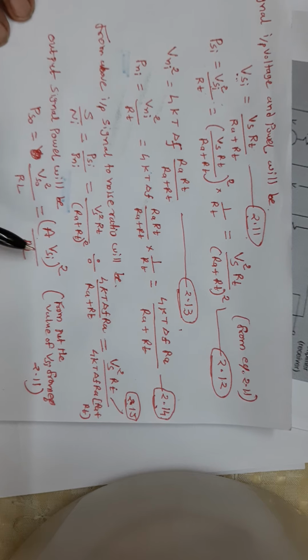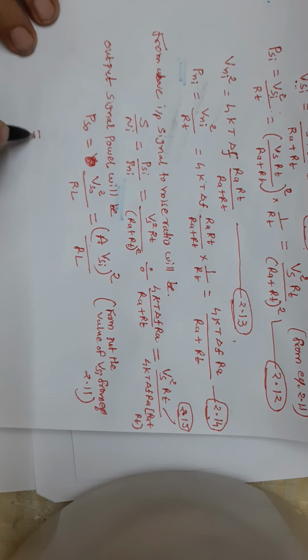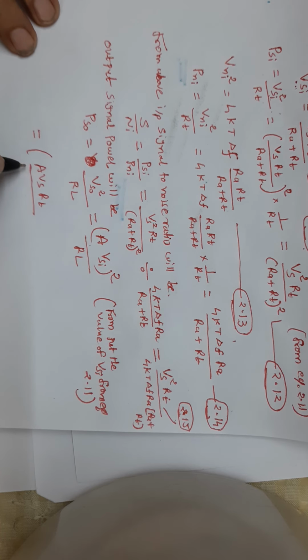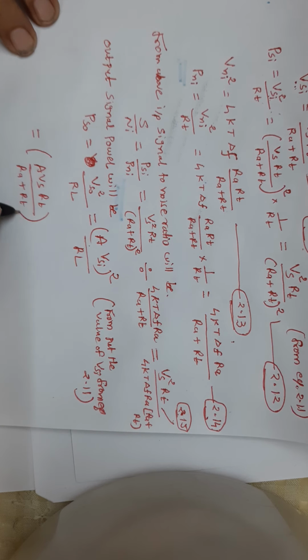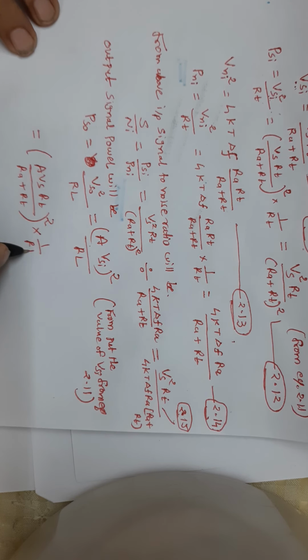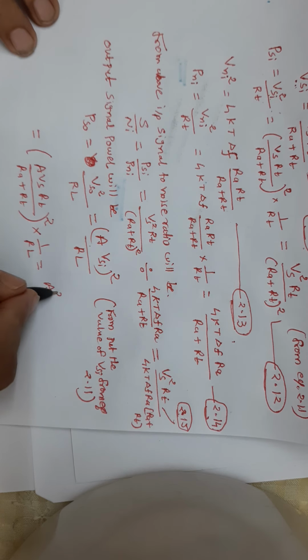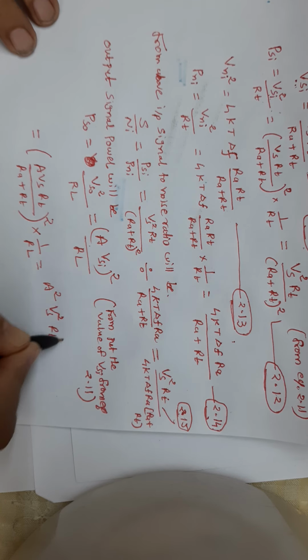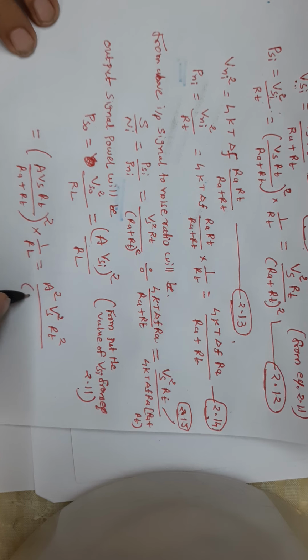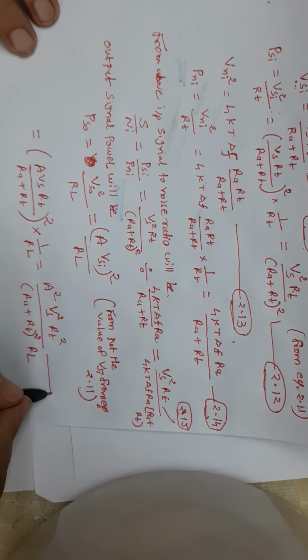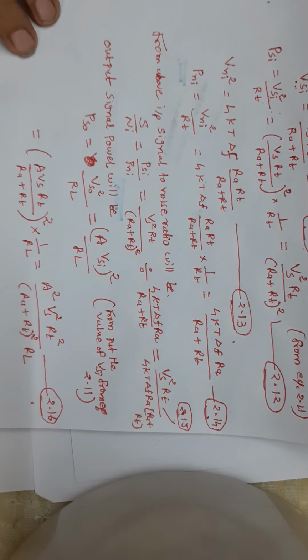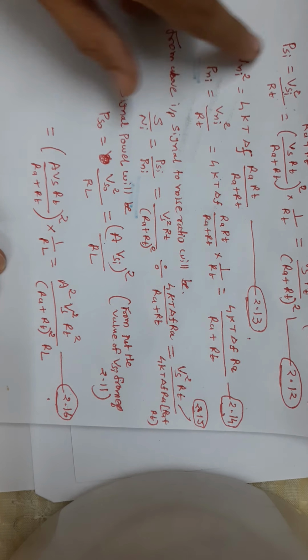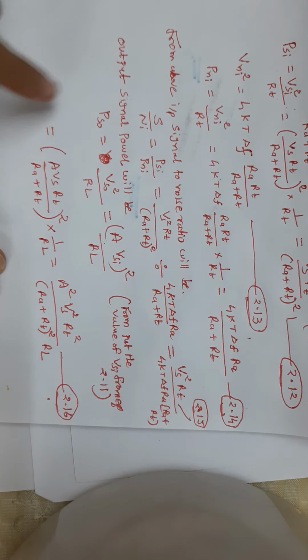So we can write A VS RT upon RA plus RT whole square into 1 upon RL, and it is equal to A square VS square RT square divided by RA plus RT whole square into RL. This is your equation 2.16. You just repeat all this. You calculate in your own page.